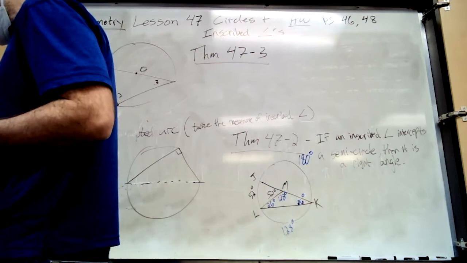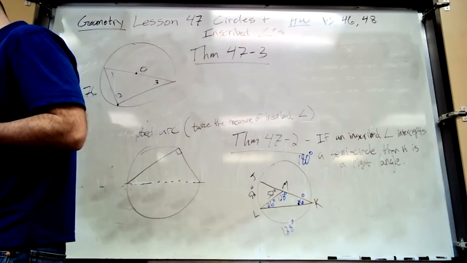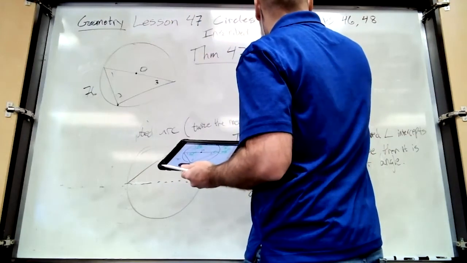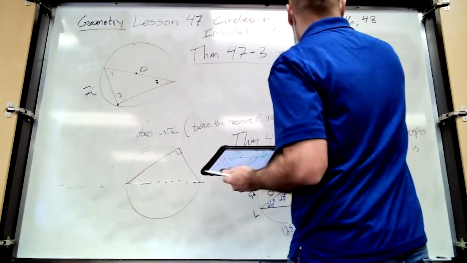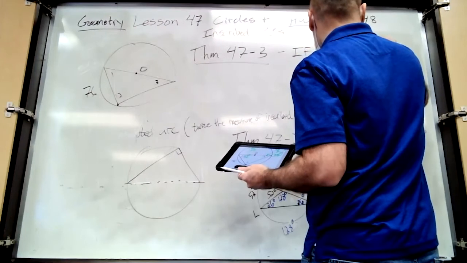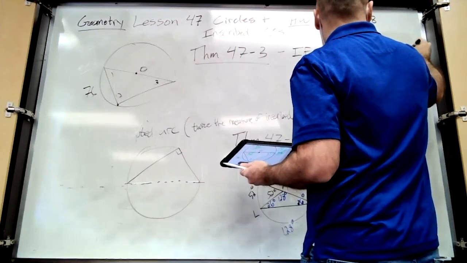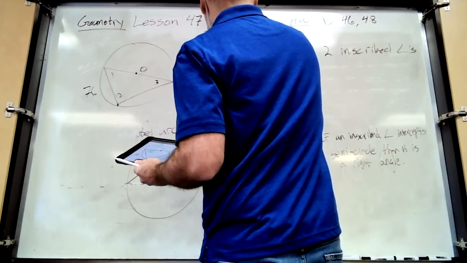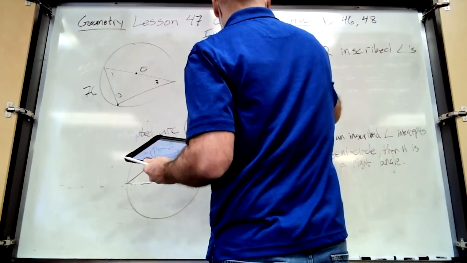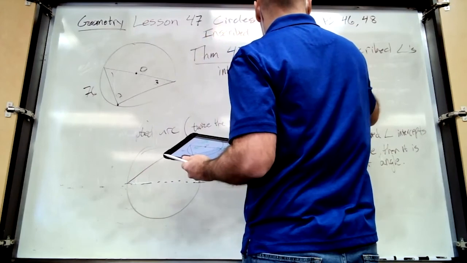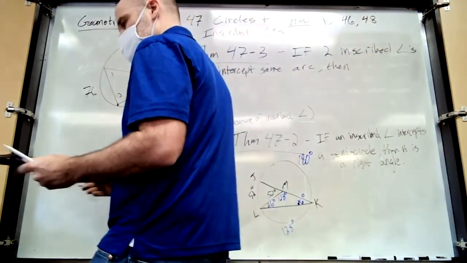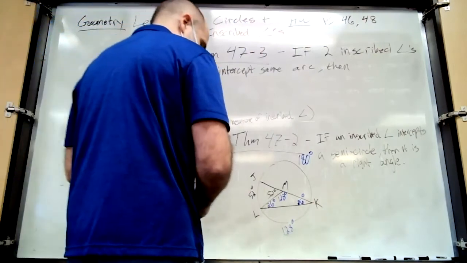If two inscribed angles intercept the same arc, then they are congruent. Well, let's just draw an example.